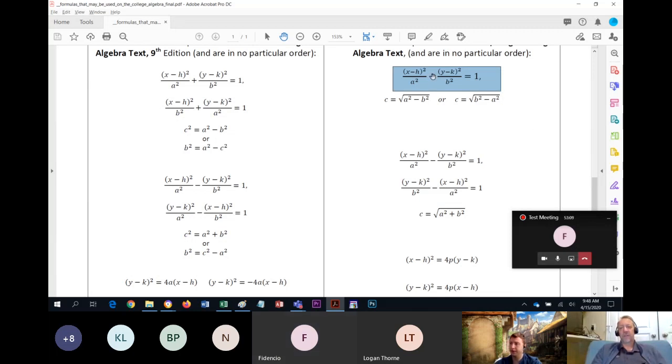Okay. The difference is the plus versus the minus. Yes, go ahead, Landon. That was going to be my question. How do you tell the difference between an ellipse and a hyperbola? They look very similar, but it's the plus and the minus. The plus is an ellipse. The minus is a hyperbola. Thank you.